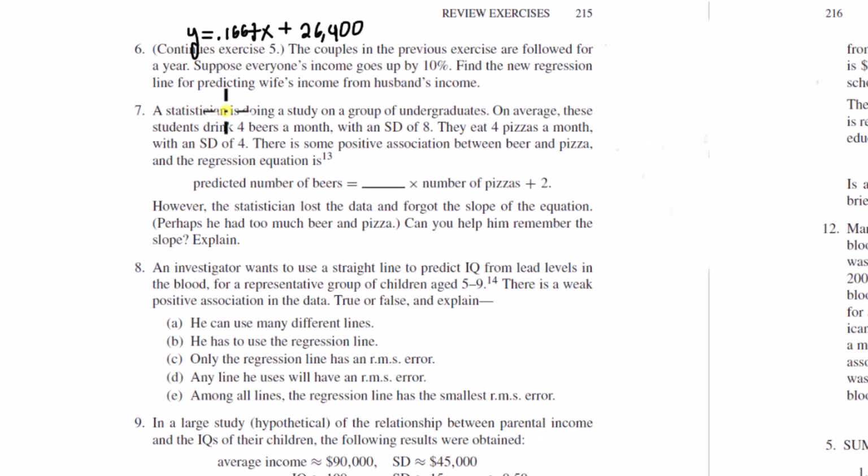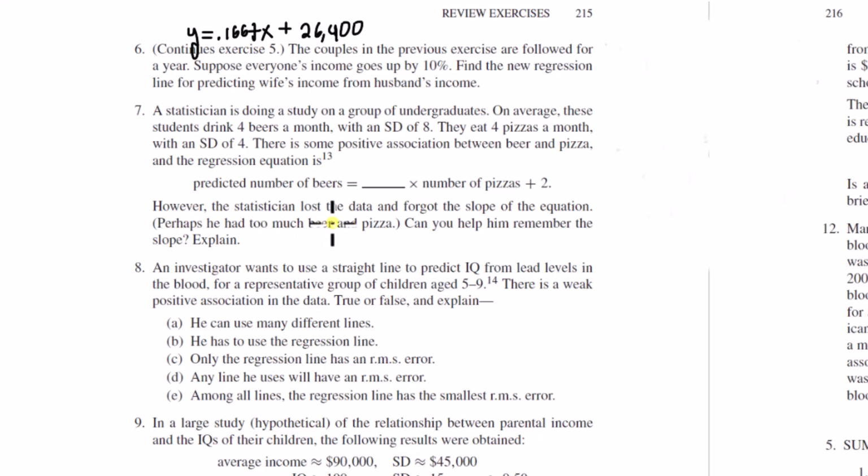Okay, a statistician is doing a study on a group of undergraduates. On average, these students drink 4 beers a month with a standard deviation of 8. They eat 4 pizzas a month with a standard deviation of 4. There is some positive association between beer and pizza, and the regression equation is: the predicted number of beers is equal to, we don't know the slope, times the number of pizzas plus 2.